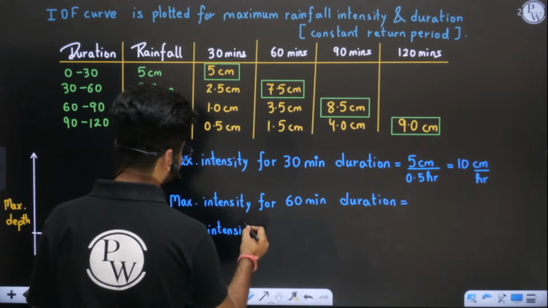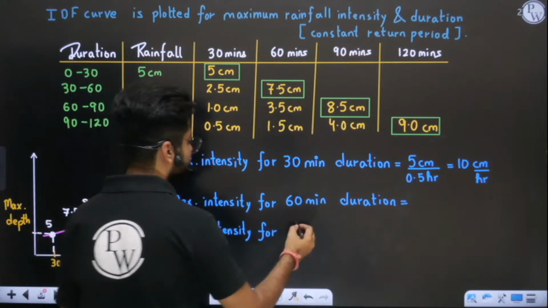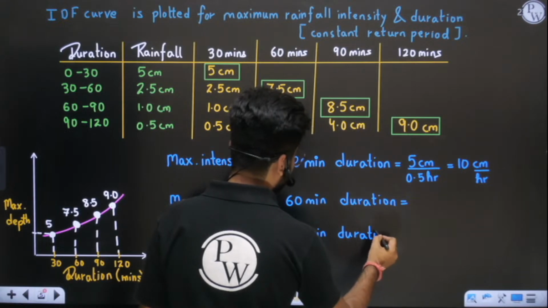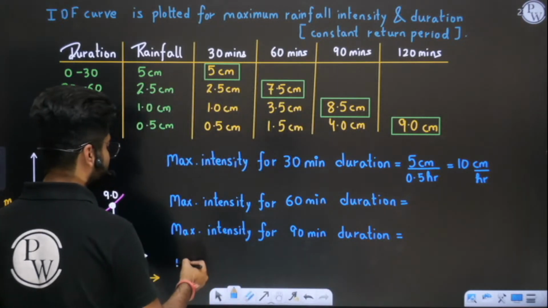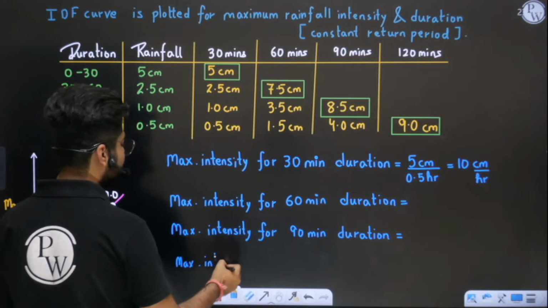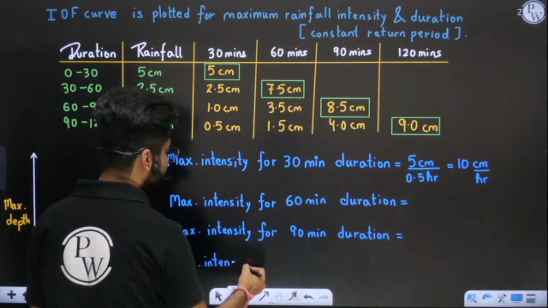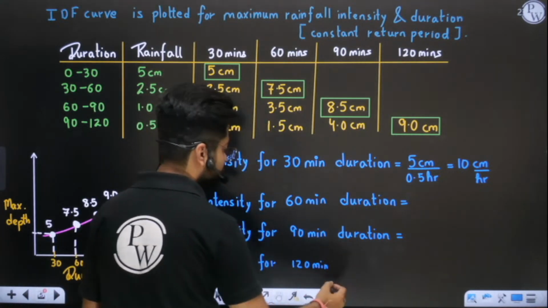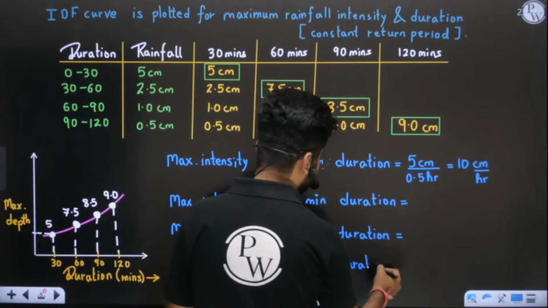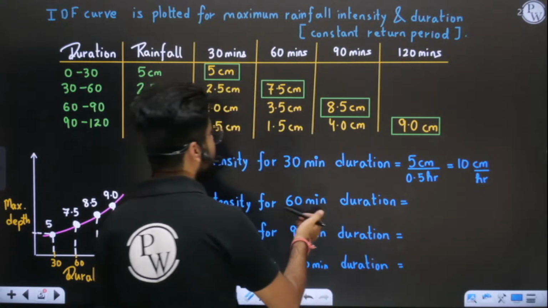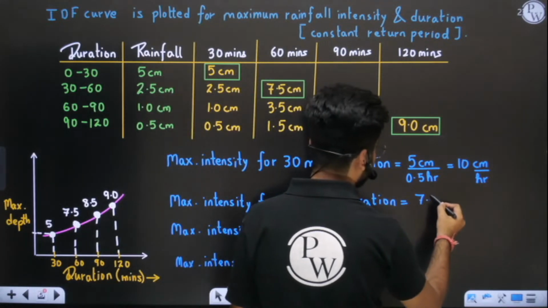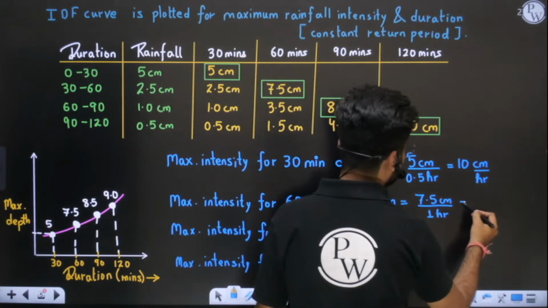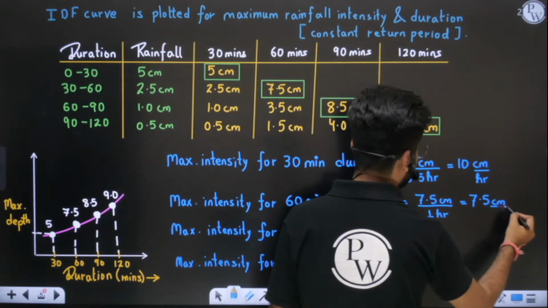maximum intensity for 90-minute duration. At last we have to find maximum intensity for, see, intensities are written in this bracket, yes or no? So maximum intensity for 60-minute duration is 7.5 centimeter divided by 60 minute, and 60 minute is 1 hour, so answer is 7.5 centimeter per hour.